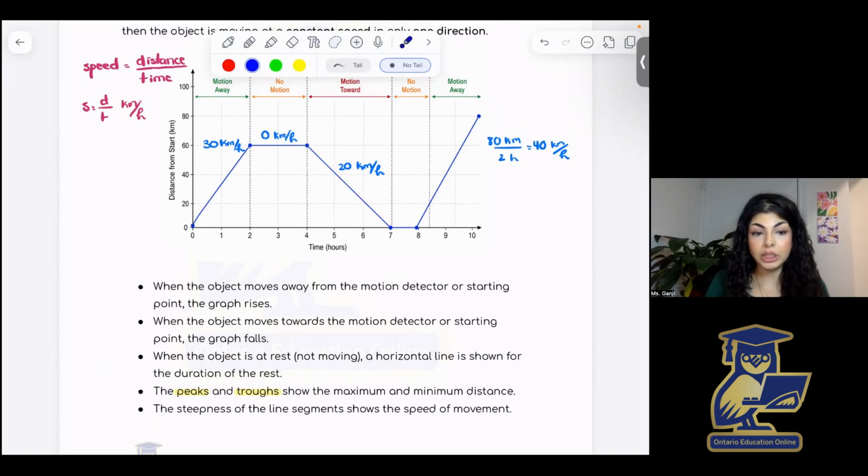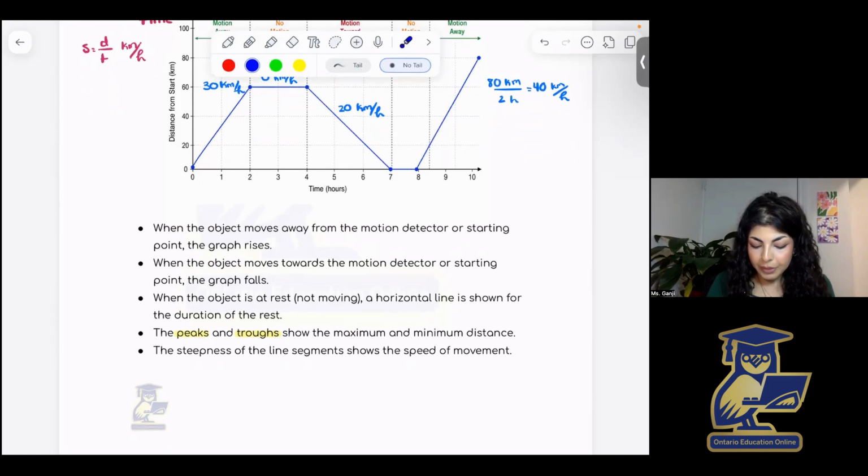Now the trough, which is the lowest point, is going to be our minimum distance. So in comparison to the motion detector device, how far away do we get from it and how close do we get to it? At this point we get 80 kilometers away, but at each of these 3 points, we are directly standing next to the motion detector device. So our distance is 0 kilometers away from the device. So that's the minimum distance there.